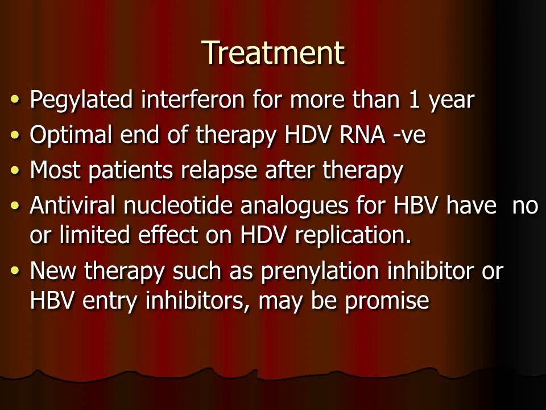What is the treatment? Pegylated interferon for more than 1 year, with the optimal endpoint being HDV RNA negative. Most patients relapse after therapy. Antiviral nucleotide analogs for hepatitis B have no or limited effect on hepatitis D replication. New therapies such as prenylation inhibitors or HBV entry inhibitors may be promising.